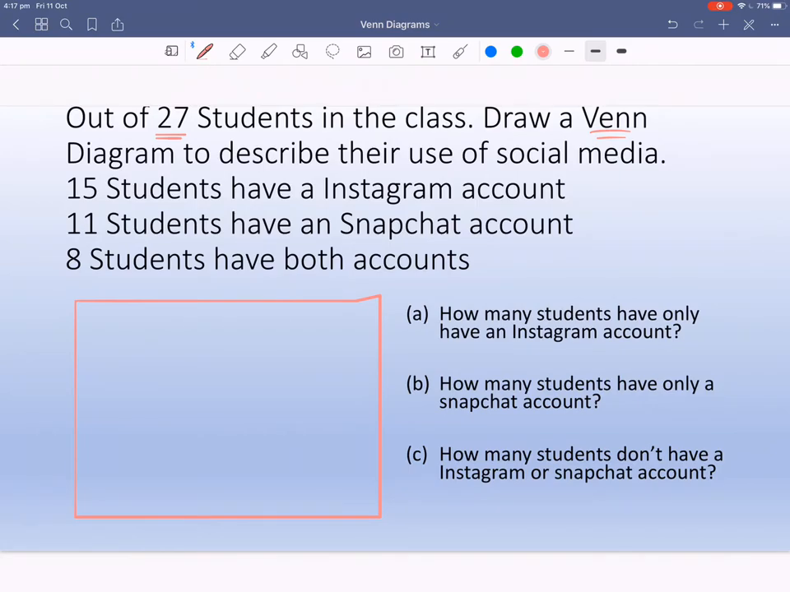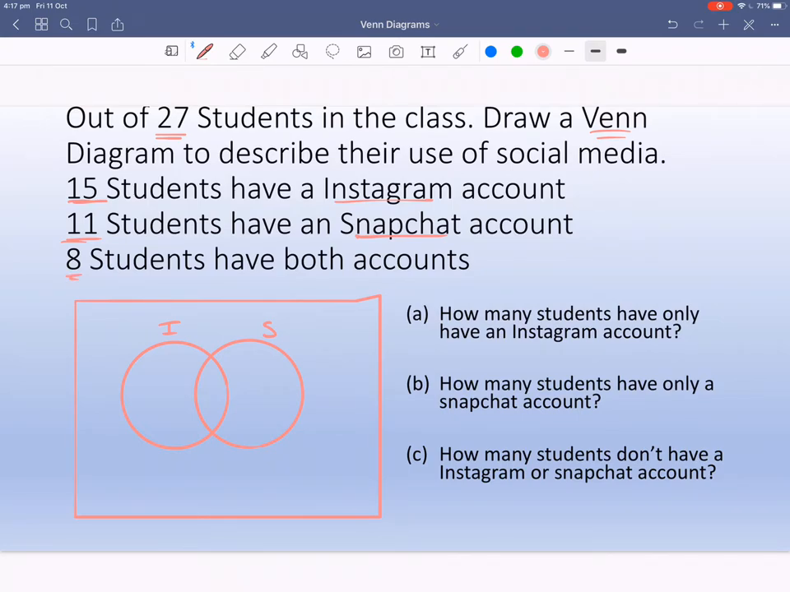So there are two things here. 15 students have an Instagram account. So 15 is important. And 11 students have Snapchat. And 8 students have both accounts. All right. So what I'm going to do is draw two circles, one to describe Instagram and the other one to describe Snapchat. I'm going to use this one for Instagram, so I'm going to put I at the top, and this will be Snapchat.